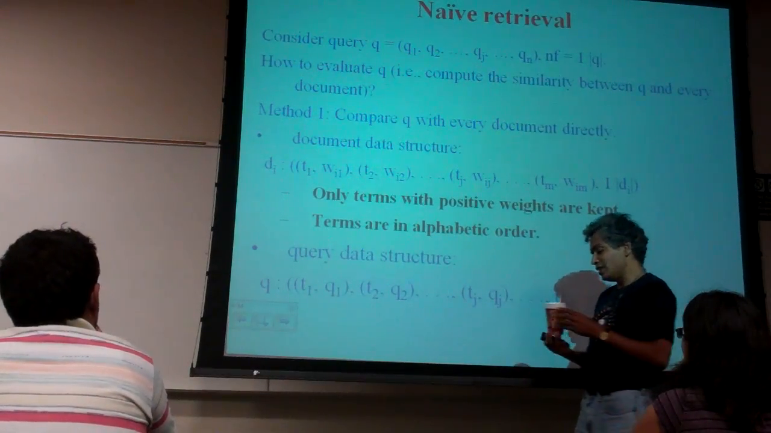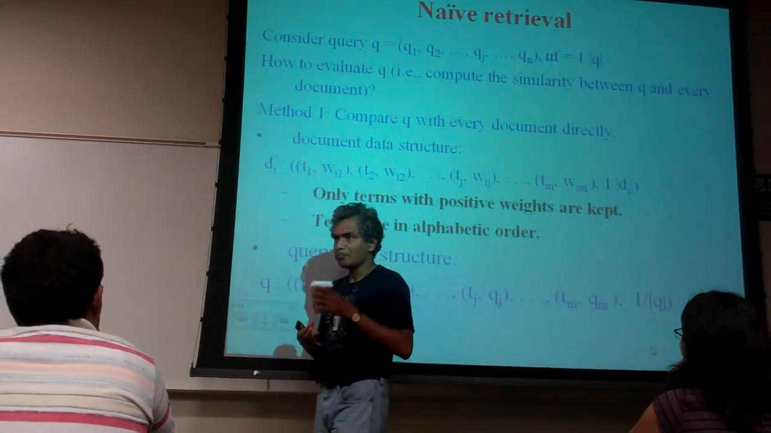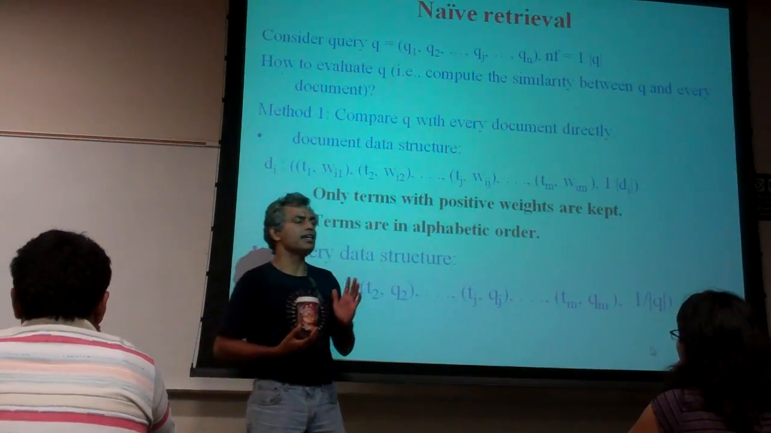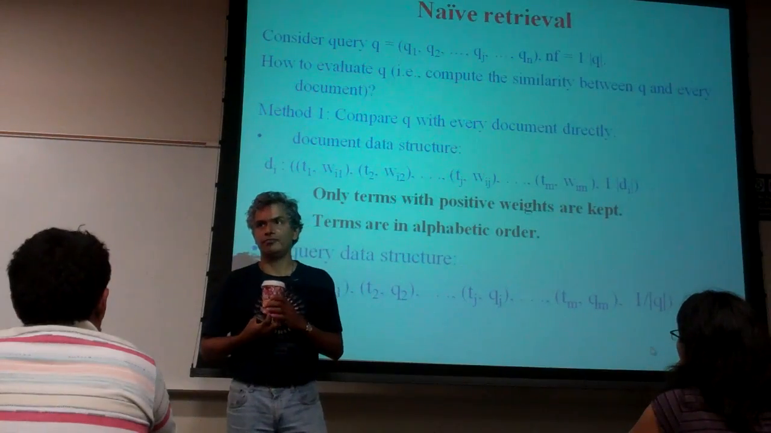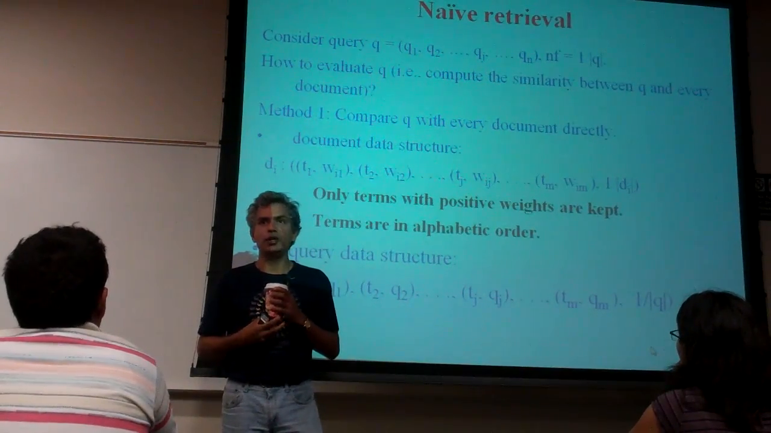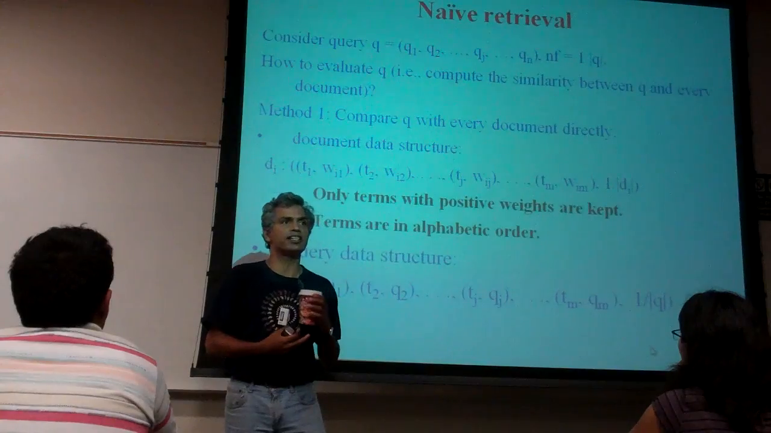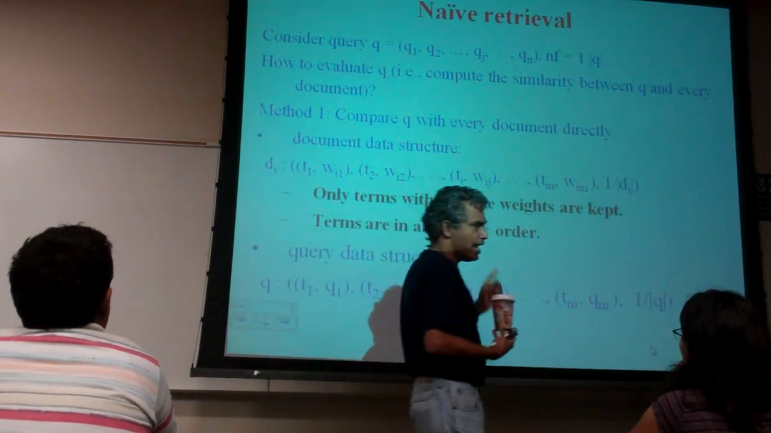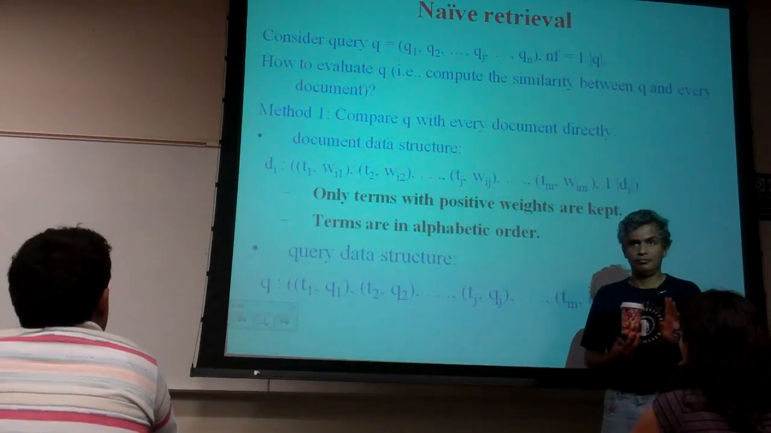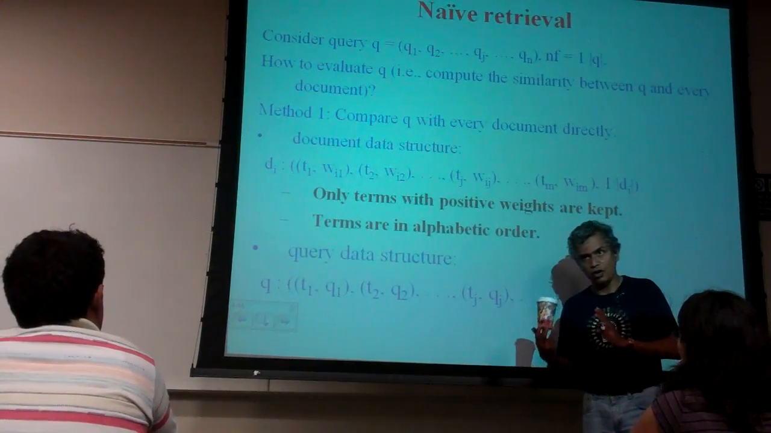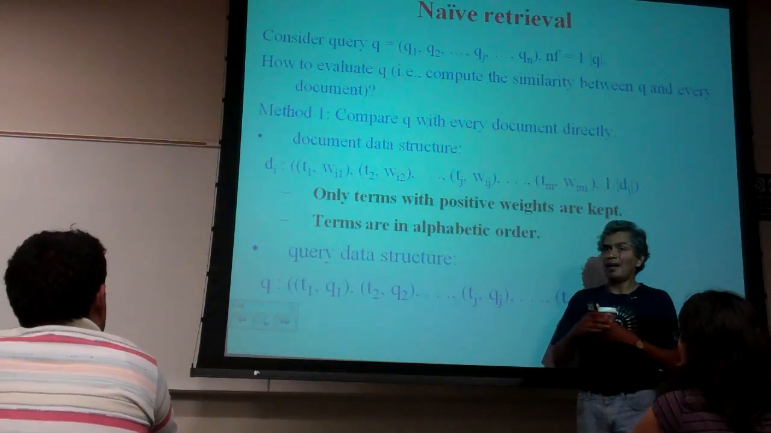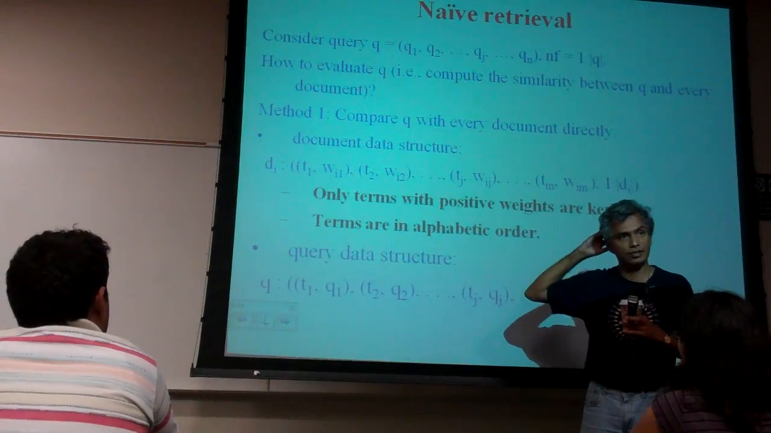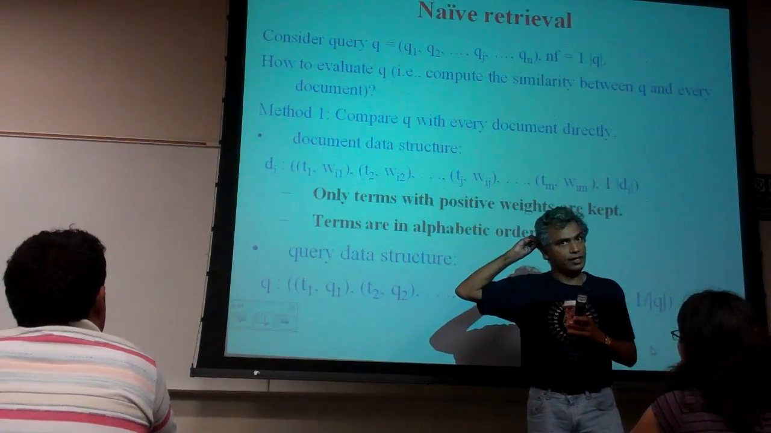Okay. Now, what's wrong with this? Yeah, there are so many documents anyway. So the question is, are we doing useless work here? That's what you want to think about. If you want to improve, then you need to see what useless work am I doing. Notice that you would touch every document here. If there are 8 billion documents, you would multiply the query vector by each of the 8 billion document vectors.